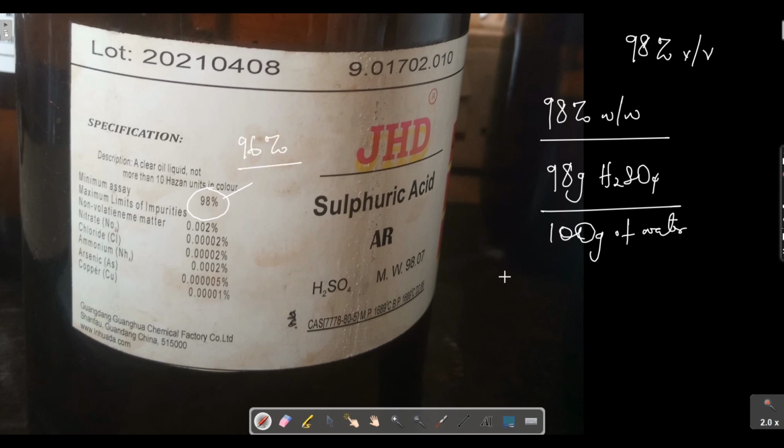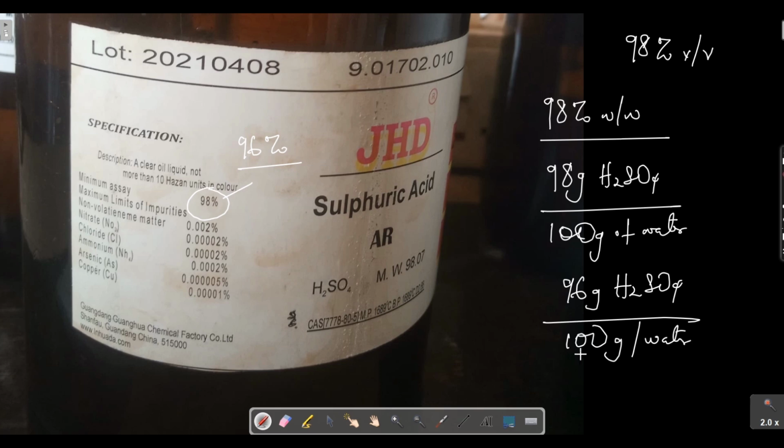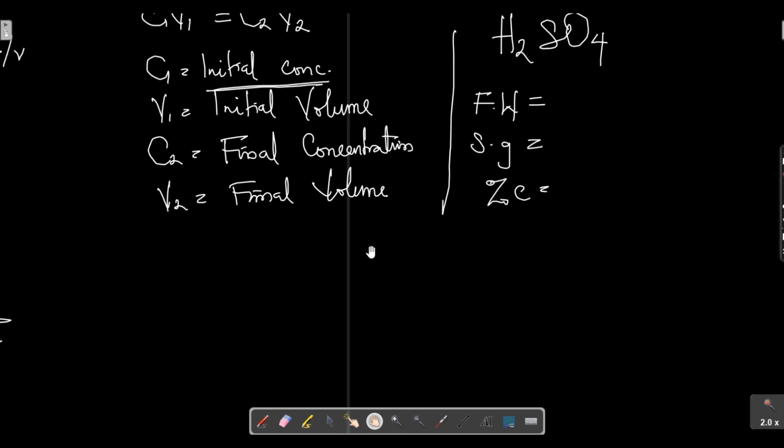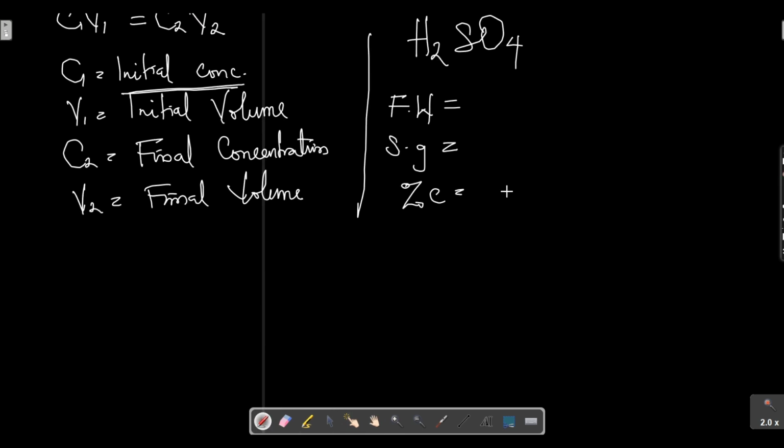If you see 96%, it means the stock solution, the initial concentration, is 96 grams of the acid diluted to 100 grams with water. That is, we are having 96 grams of the acid and 4 grams of water to give us 100%. So take note of that. But in this case here, we have 98%. So that is the original concentration, the initial percent concentration, which we have as 98 grams of sulfuric acid, which is diluted to 100 grams with distilled water.